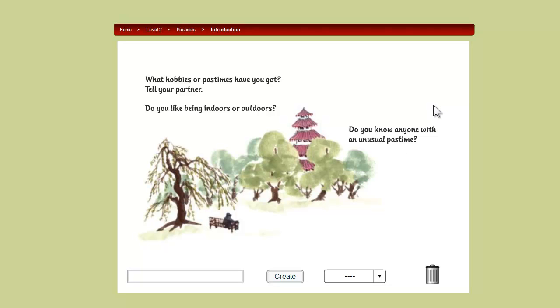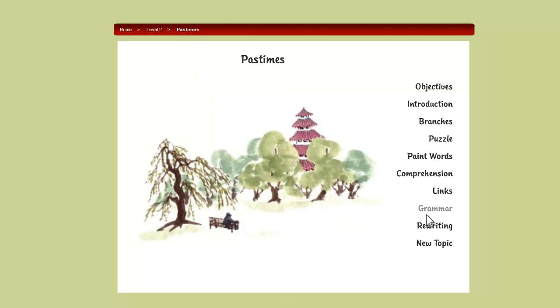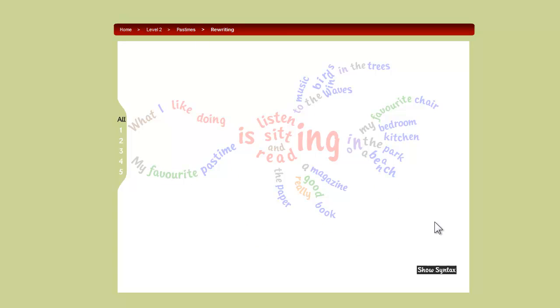Introduction introduces the topic. There are some questions for your learners to talk with each other. What hobbies or pastimes have you got? Tell your partner. In rewriting, there are a number of different activities we can do.